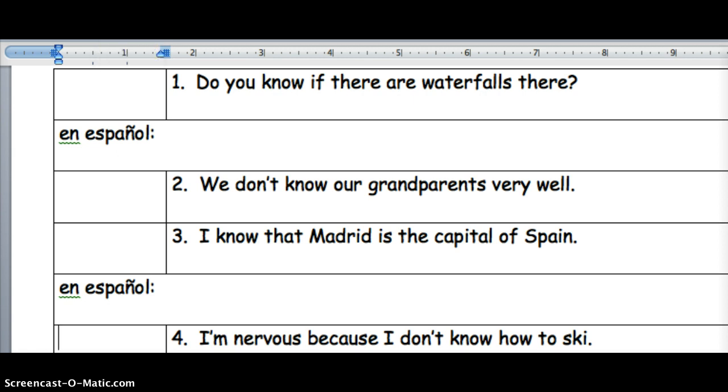So for the first one, do you know if there are waterfalls there? That's information that you're asking about. So you would have a form of saber. We'll come back to the translation in a minute.